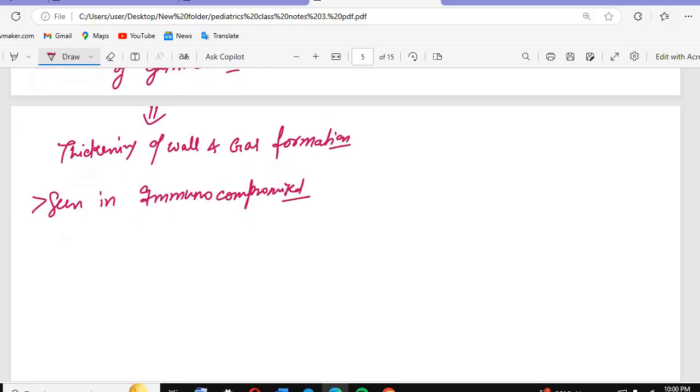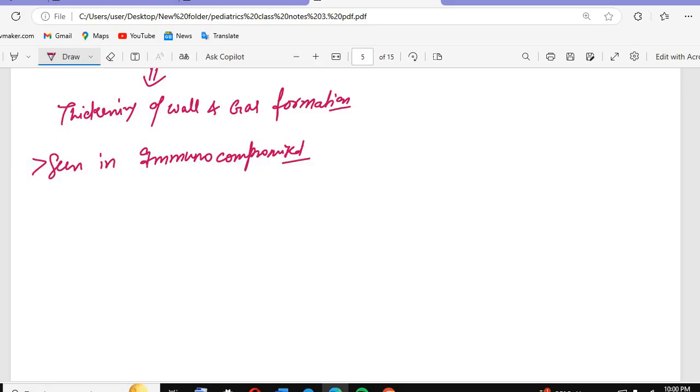Okay, and the causative organism of acute phlegmonous gastritis is not Helicobacter pylori. That you have to remember. Its causative organism is streptococci, and the second one is E. coli. E. coli can also cause acute phlegmonous gastritis.